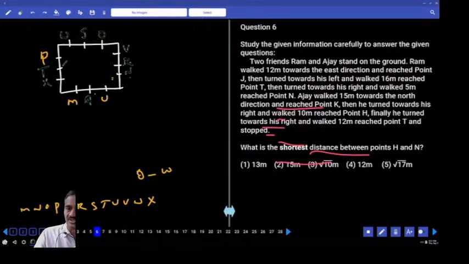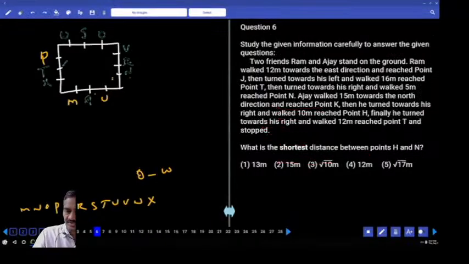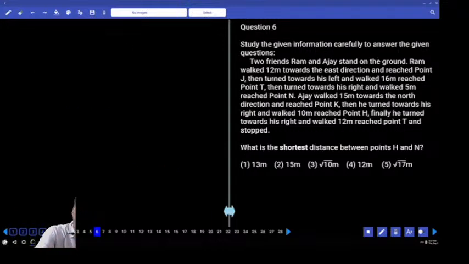The next one, question number 6. Now in the 6th one, there are 2 friends. And who are those 2 friends? Ram and Ajay. Now Ram and Ajay stand on a ground. Ram walked 12 meters towards east and reached point Z. Now here, 2 friends Ram and Ajay.